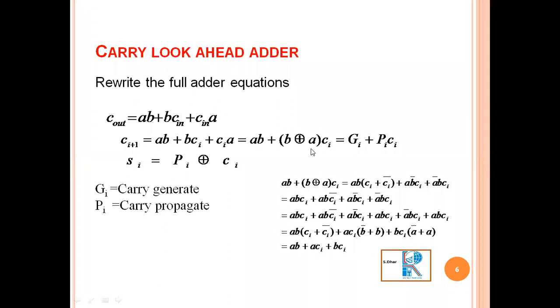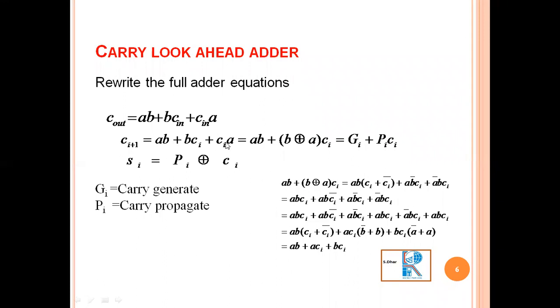Now we ask whether this is equal to this. Yes, this expression is equal to this expression. Here I have simplified the expression. If you put it here and simplify it, we get the expression AB plus ACi plus BCi. You can go through this, then you will understand.